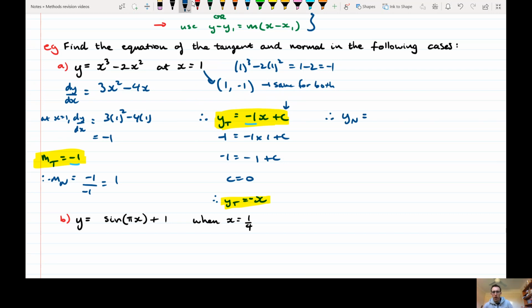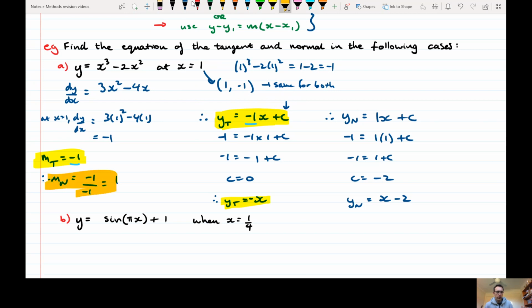So we've got a gradient of 1, so you get 1x plus c this time. We're going to substitute negative 1 and 1 into the equation. Your negative 1 equals 1 plus c, c equals negative 2. So the equation of the normal is x minus 2. And I'll do that in orange.